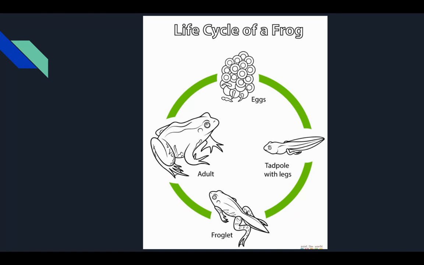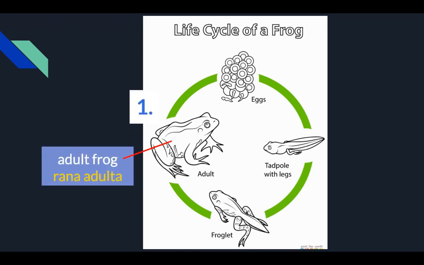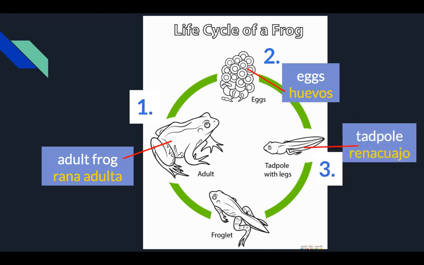In the life cycle of a frog, the life cycle again starts with adult frogs. And adult frogs mate to make and lay eggs. The eggs hatch, and out of the eggs hatch a tadpole. Can you say tadpole? Good. In Spanish, renacuajo. Tadpole, here it says tadpole with legs.